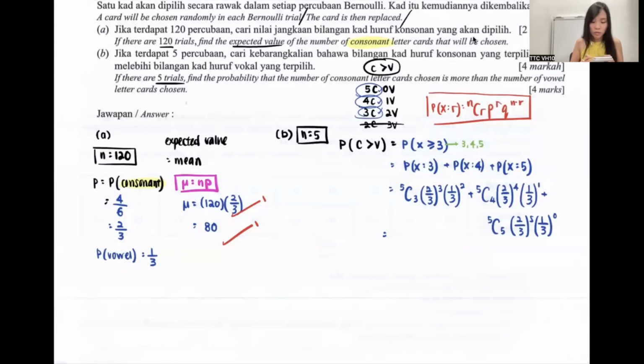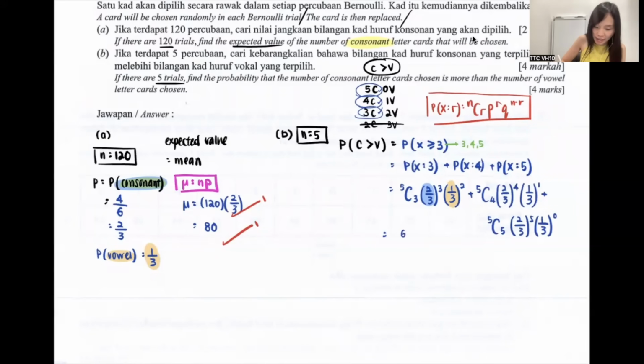Do you guys understand now, my dear? This is the probability of consonants because I'm doing consonants now. So this is all consonants, blue color. Then this 1 over 3 is the probability for vowels. Okay, can understand. So plus 5C4 times 2 over 3 power 4 times 1 over 3, plus 2 over 3 power 5.